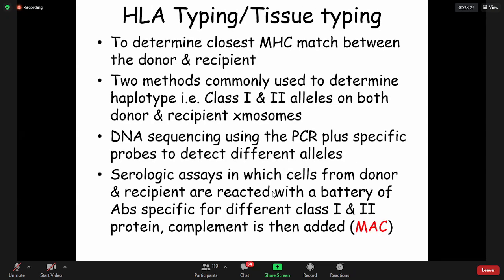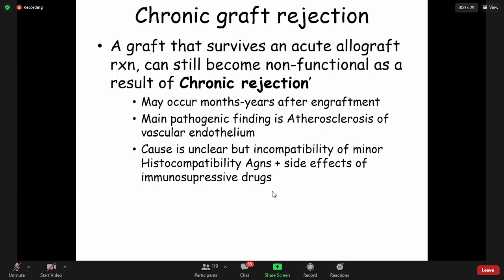Okay, so we've looked at what transplantation is, what the types of grafts are, and what the types of rejection are. If you can, just reflect back to define what transplantation is, define the different types of grafts, and the types of rejection of these grafts and the basis of the rejection.